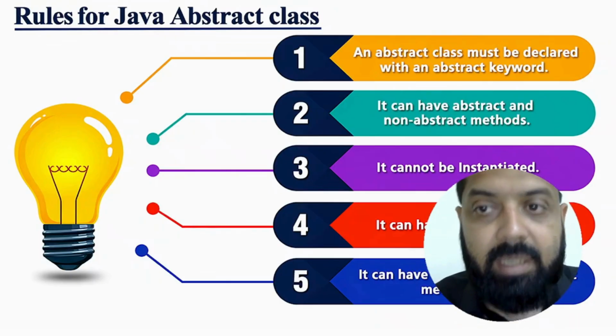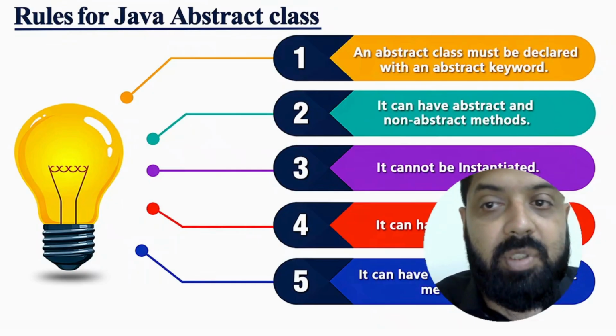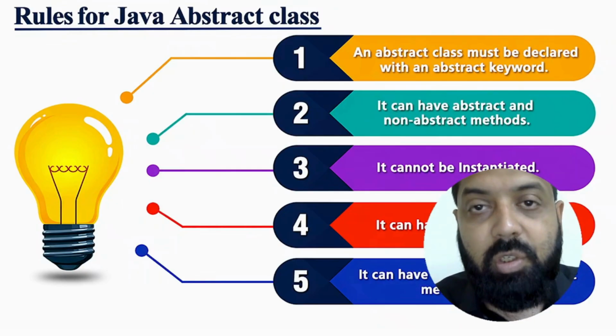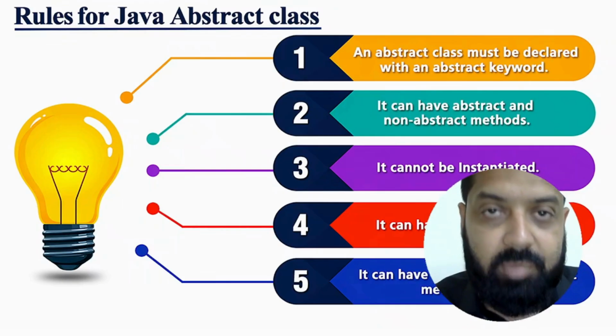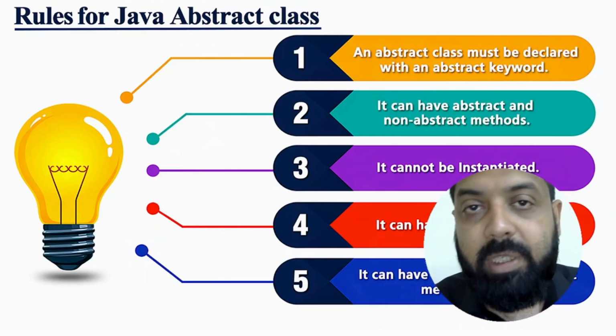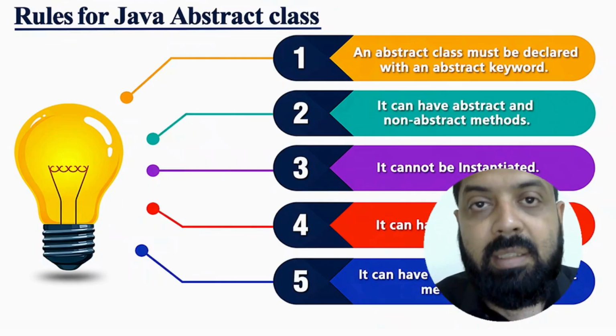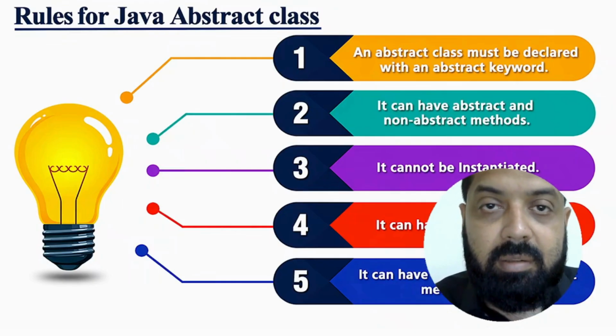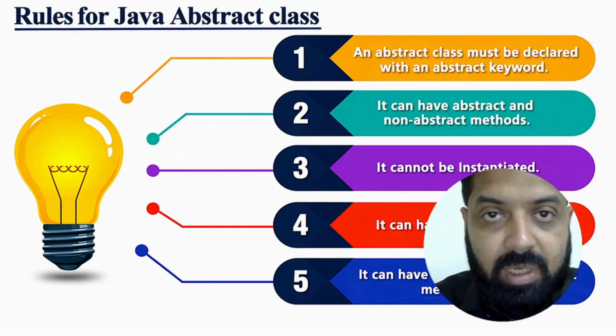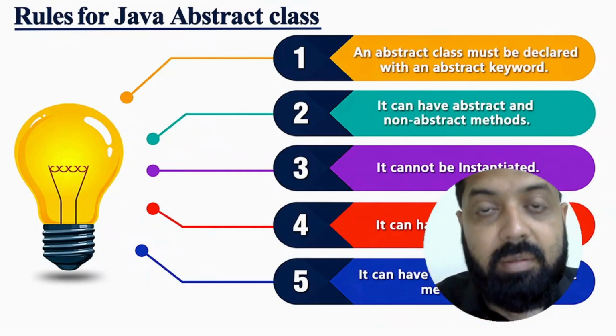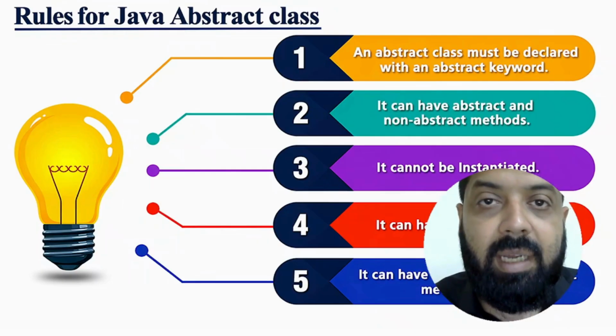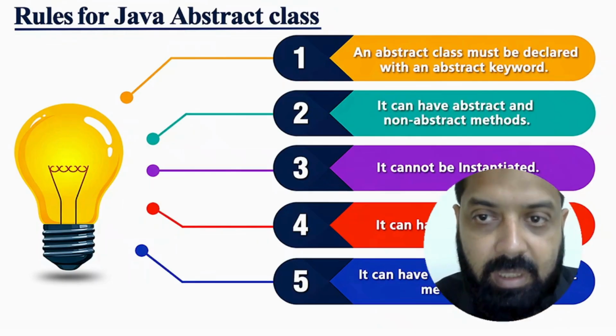Rule number two is that it can have abstract and non-abstract methods. If you declare a class abstract, then according to rule number two, you can add abstract methods, those methods which have the keyword abstract, and you can also add non-abstract methods like normal member functions in your class.